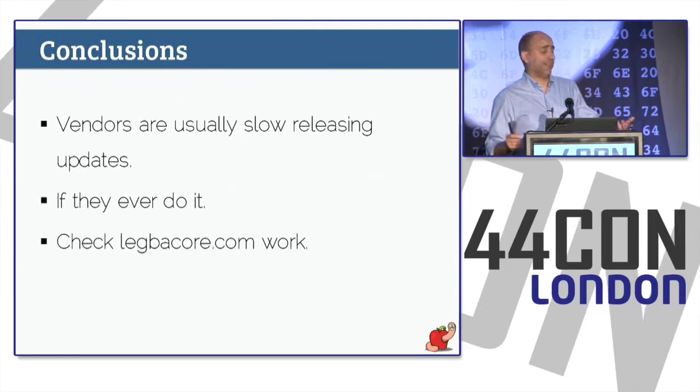Vendors are usually slow releasing updates. Apple is slow. Gigabyte is slow. They don't care. The LegbaCore guys have huge fights against this. If you go see their timelines, it's like one year from disclosure with the vendor and nothing happened. They got some update from Dell, for example. Dell moved but took a long time. So you are never sure that they will release updates. So you have one of the most important features on your computer that doesn't have updates. Scary stuff.